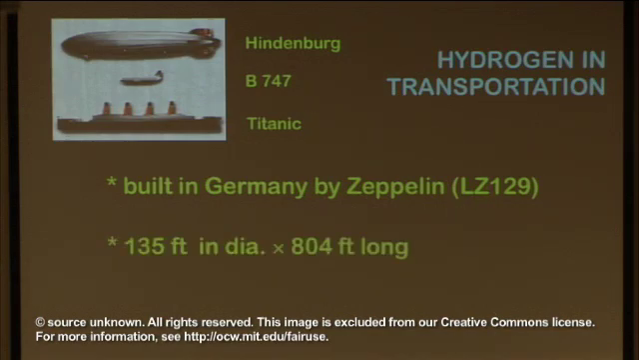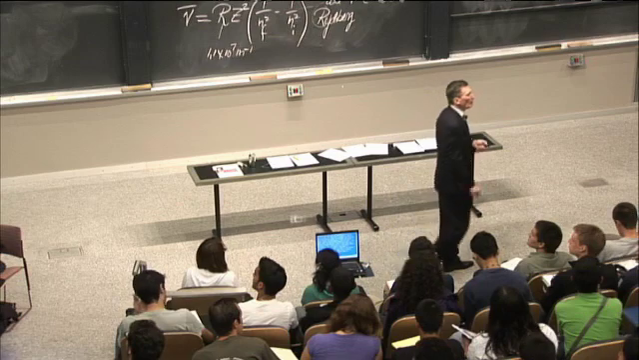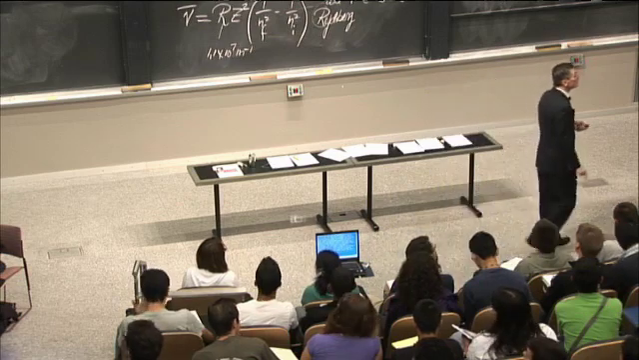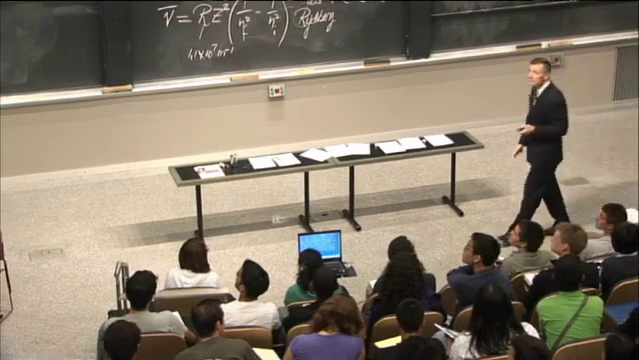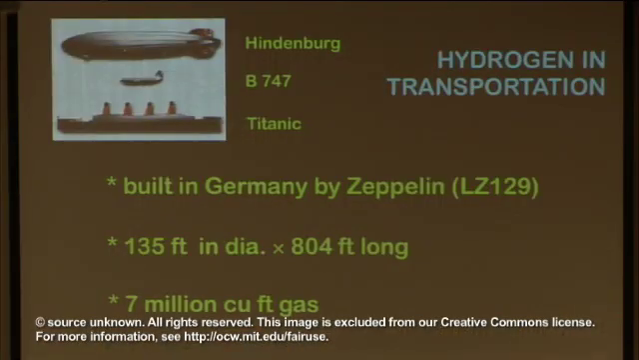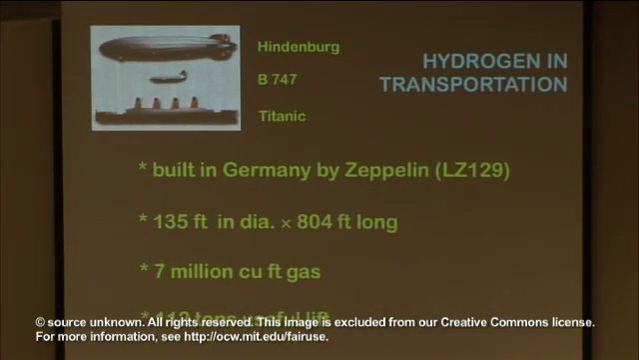135 feet in diameter, 804 feet long. How long is a football field? So, that's a big boat. 7 million cubic feet of gas, giving you 112 tons of useful lift. If you ever have to lift something very heavy, there's your sky crane.